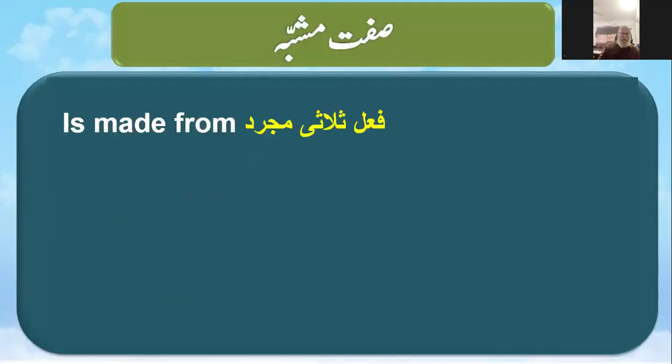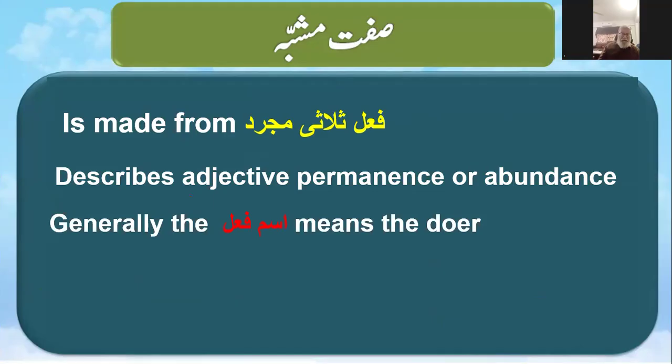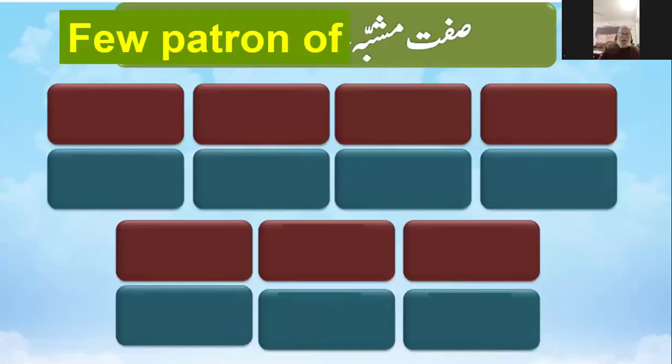Sifa mushabba is made from the Thulathi Mujarrad and describes adjectives, permanence or abundance. Generally, the ism fa'il means the doer. Sometimes the ism maf'ul also comes in the meaning of the object, just like qatilun, maktulun.